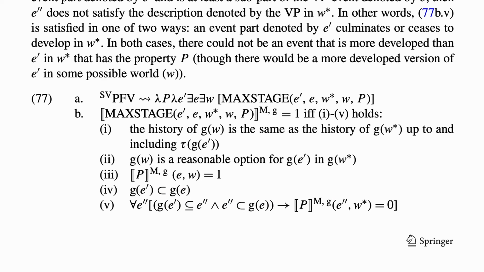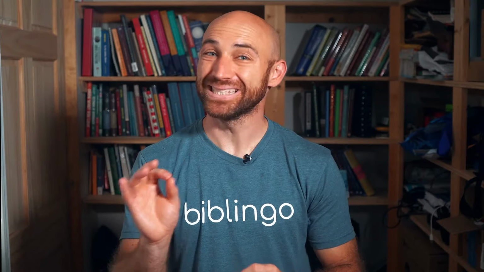Now, I'm not going to spend the rest of our time together explaining everything going on in this formula, but it gives you a taste of what aspectologists are doing to define aspect. Altshuler's basic idea is that perfective aspect requires that a maximal stage of an event be reached. And he defines what a stage of an event is and what it means to reach such a stage.